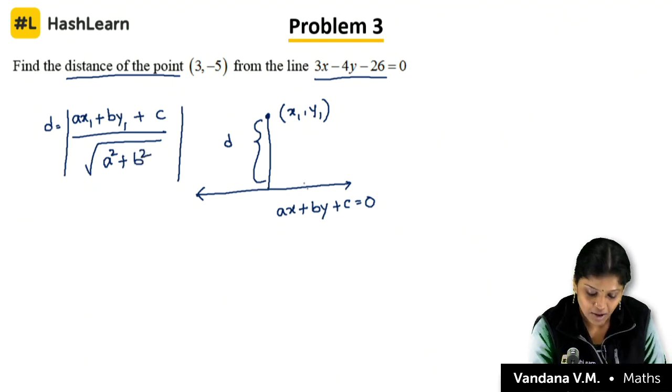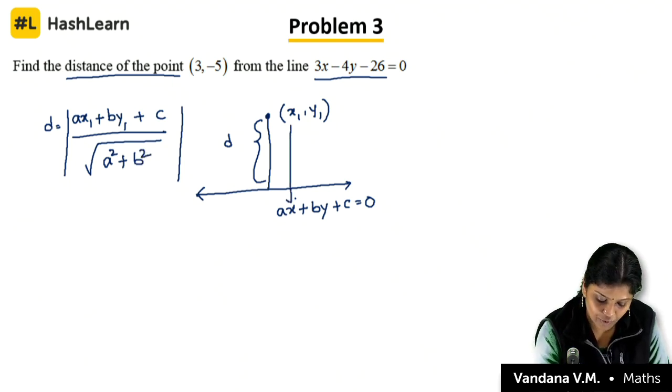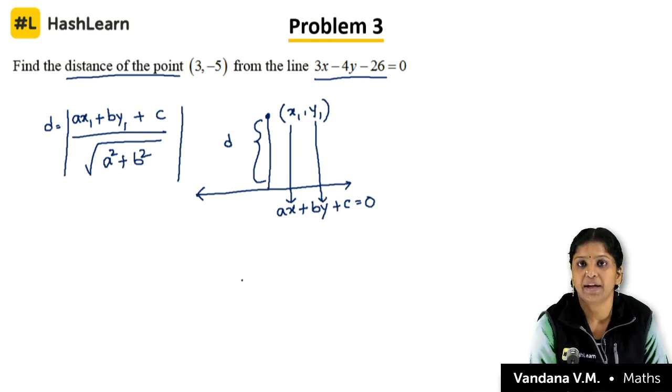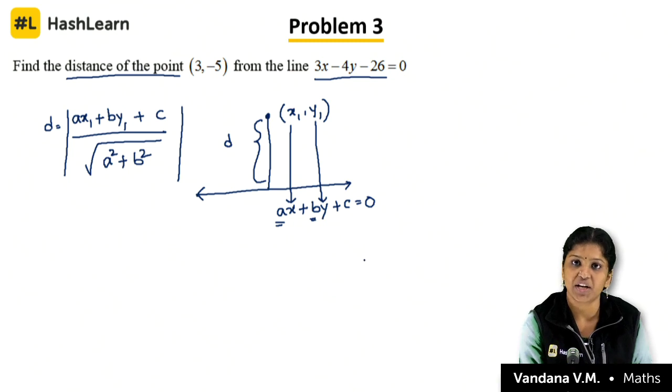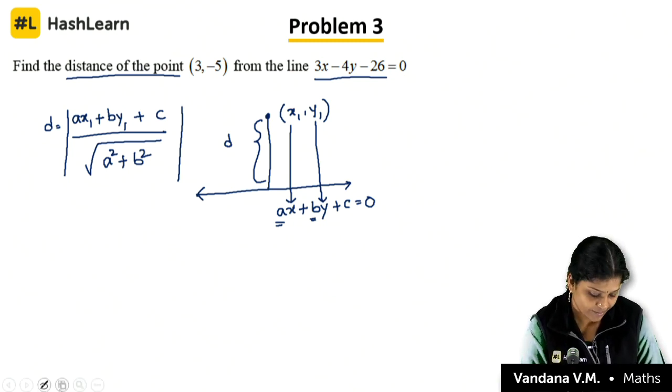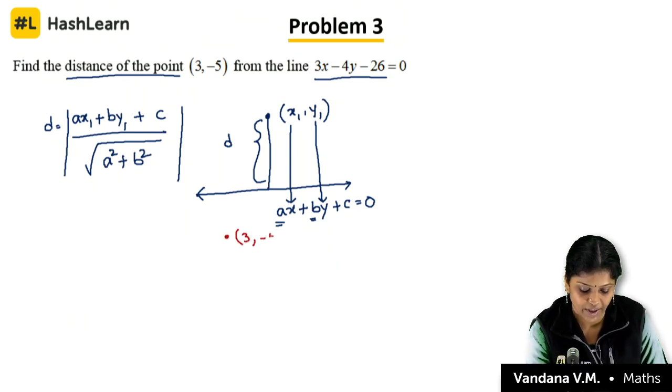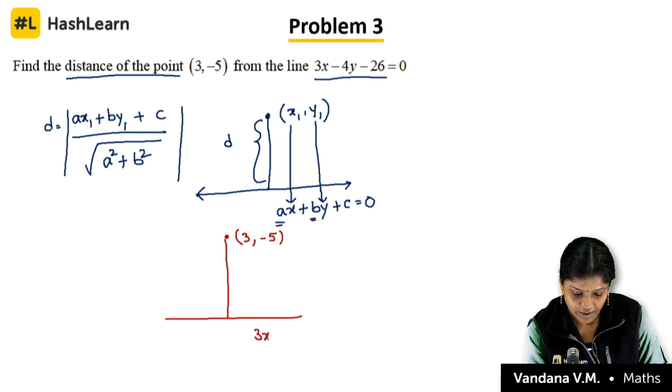So, what is happening? Wherever I have x, I have to write the x1. Wherever y, that point I have to write, divided by the coefficient of the line, x coefficient and y coefficient. So, now the question is, how they gave? Here there is a point 3 comma minus 5 from the line. What is the line? 3x minus 4y minus 26 is equal to 0.